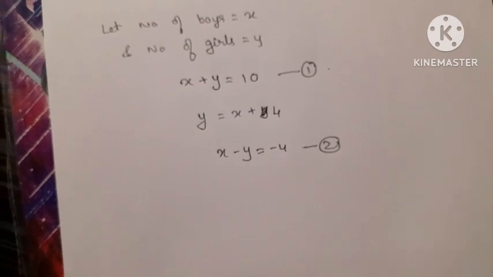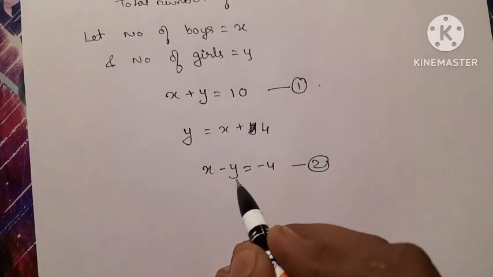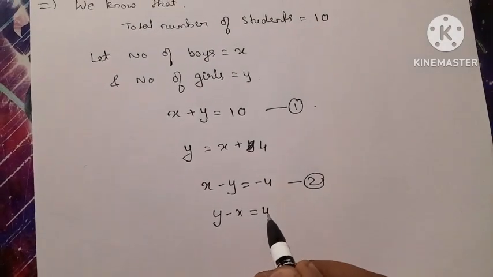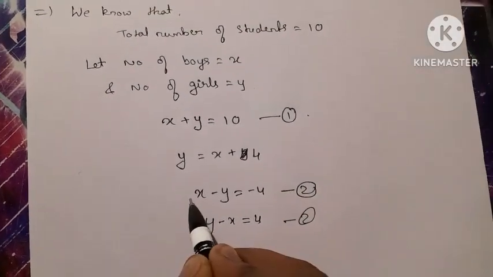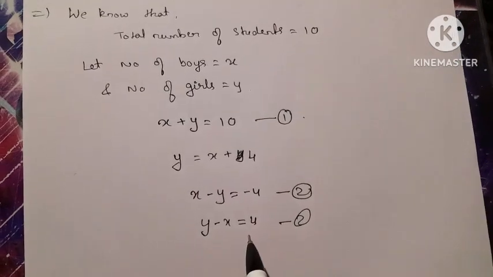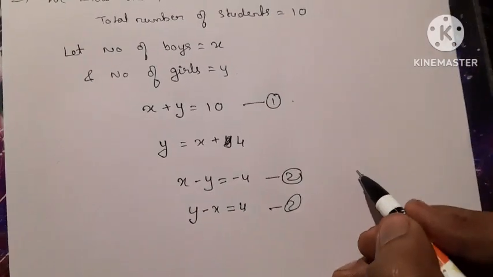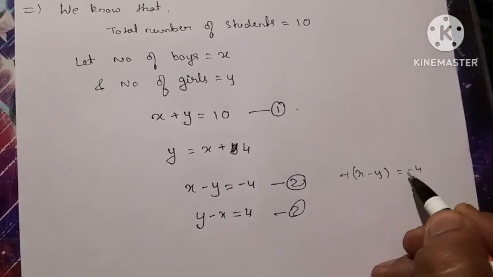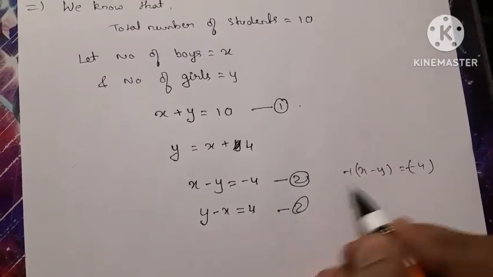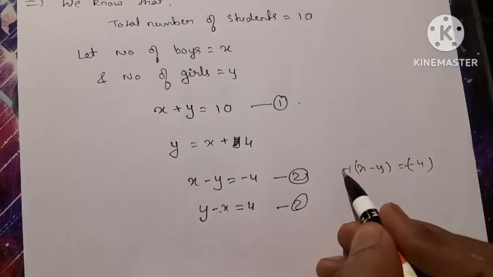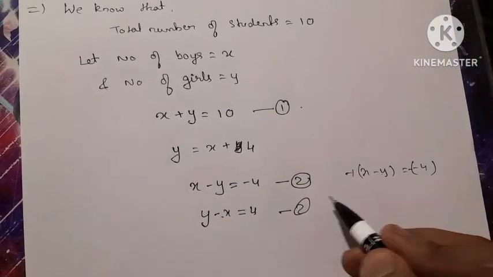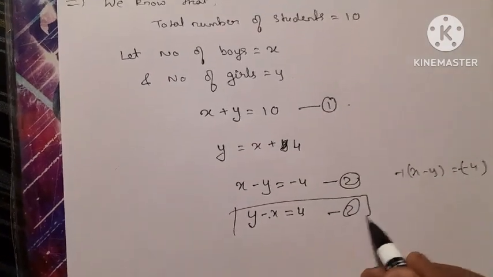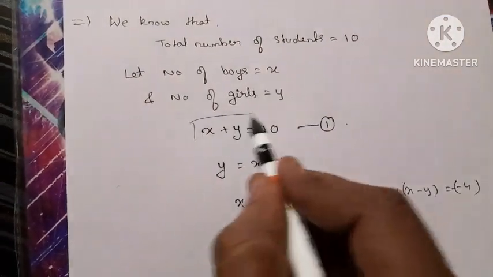We can take either x minus y equal to minus 4, or we can consider it as y minus x equal to 4. I just multiplied the whole equation with minus 1, so we get this equation. So x minus y equal to minus 4, if I multiply with minus 1, we get minus x plus y equal to plus 4. Okay, so we got these two equations, equation 2 and equation 1.